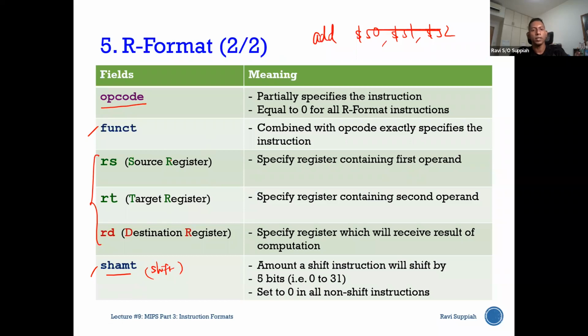Now the function field is used together with the opcode to determine the exact operation that you want to carry out. All right, so opcode and function field sort of work together to tell the processor exactly what is the specific instruction that you want to carry out. For all R-type instructions, the opcode is 0. So the function field will actually determine the exact operation that you want to carry out.